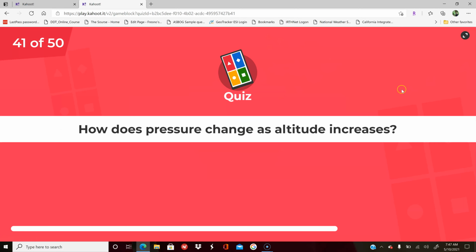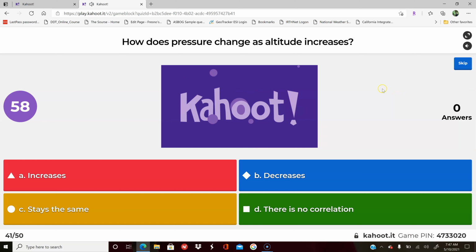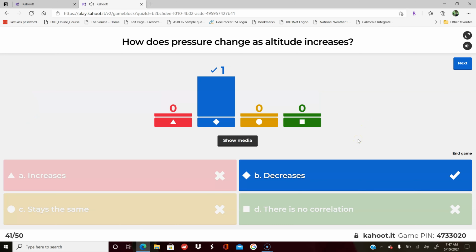How does pressure change as altitude increases? So does pressure increase, decrease, stay the same, or is there no correlation? So it decreases. So the farther you go up into the atmosphere, the pressure will decrease.